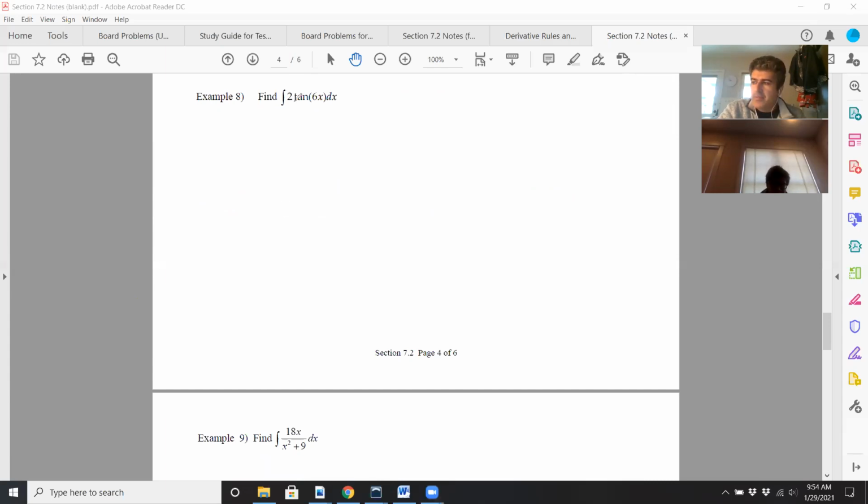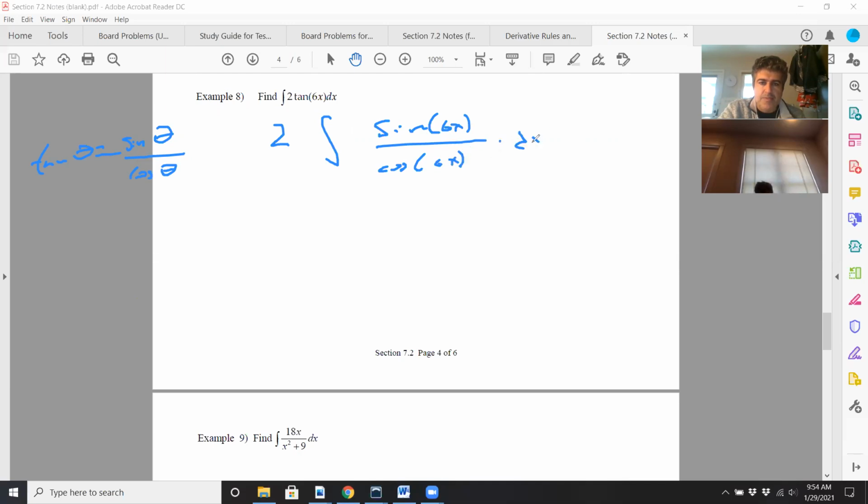You have 2 tan 6x dx. Awesome. So what's going on here? Well, what we could do is, again, use an identity. You might remember tan theta equals sine theta over cos theta. Hopefully you guys remember that. So I'm going to put the 2 off to the left. I'm going to write this as sine 6x over cos 6x times dx.